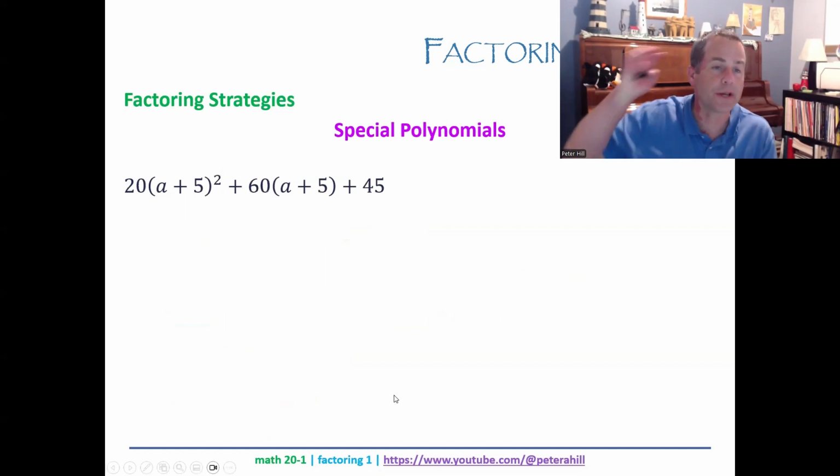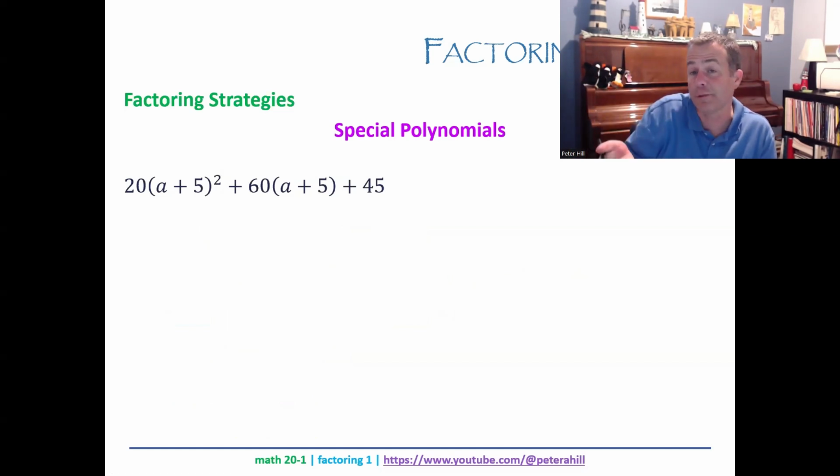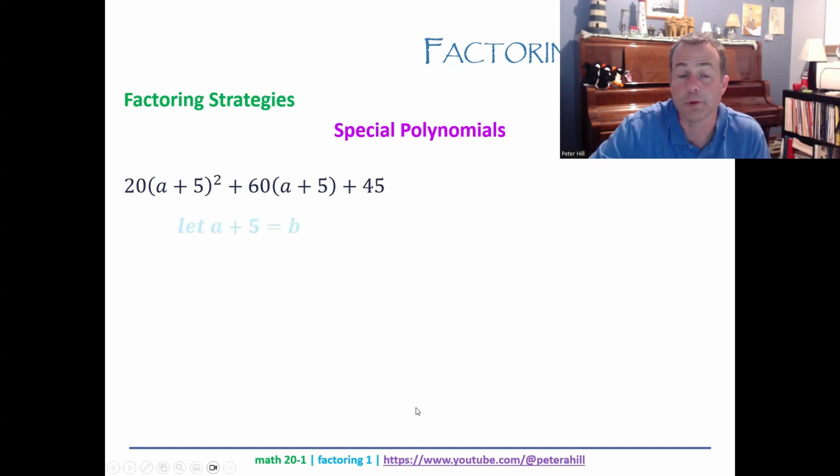Next one. Okay, back to kind of that friendly looking trinomial. We're going to make a substitution, get rid of the a plus 5 for a minute. So if I said, hey, let's let a plus 5 equal b. Okay, it doesn't really matter what you let it equal. But now I'm looking at 20b squared plus 60b plus 45.